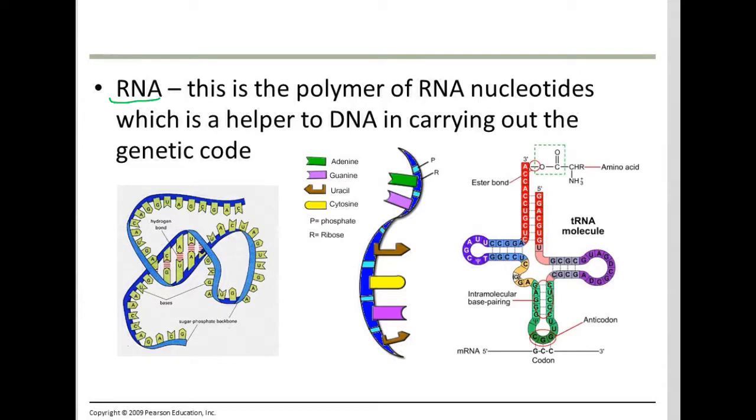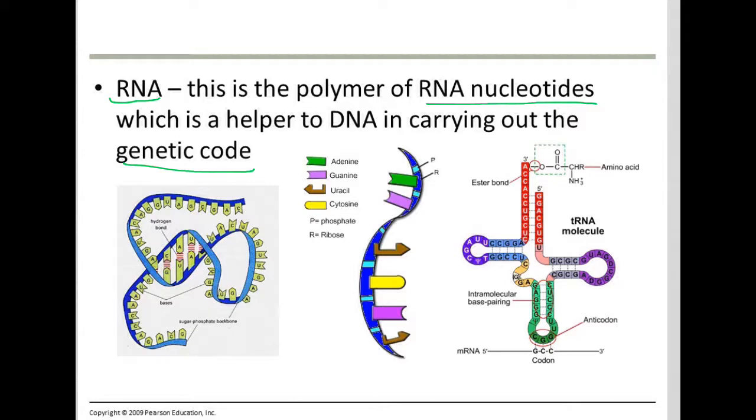RNA, which stands for ribonucleic acid, is going to be the polymer of RNA nucleotides, which is a helper to DNA in carrying out the genetic code. So DNA might say you have brown hair, but how do we get from the gene saying that to your hair actually being brown? And so there's many steps associated with that, but in several of those steps, RNA is going to be a helper molecule.